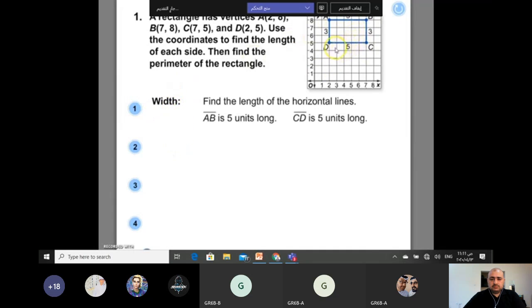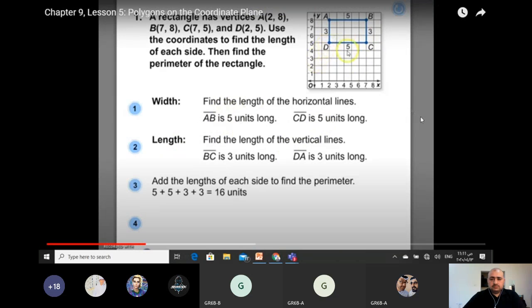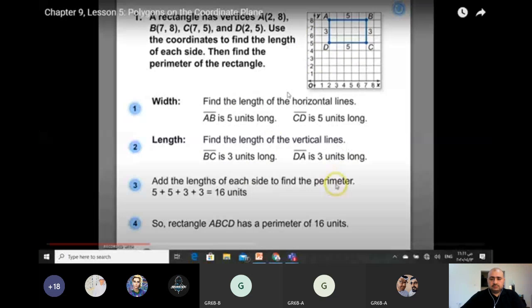So the first thing, we found that the width was 5 units long, about 5 units wide. And we counted 1, 2, 3, 4, 5. Which means that AB would be the same thing. 1, 2, 3, 4, 5. We've created a rectangle and opposite sides of a rectangle are congruent. Here we see AD is 3, which means BC is also equal to 3. To find the perimeter, we add all of those sides. 5 plus 5 plus 3 plus 3, and we get 16 units. So the perimeter of this rectangle is 16.